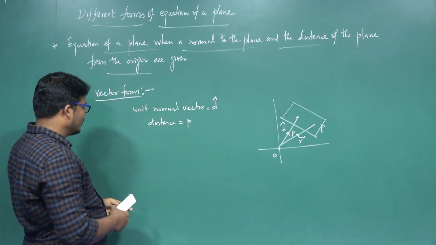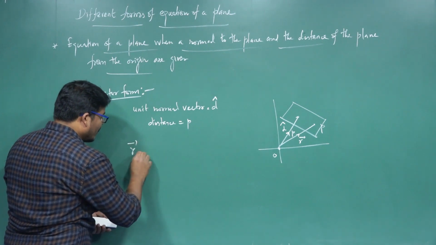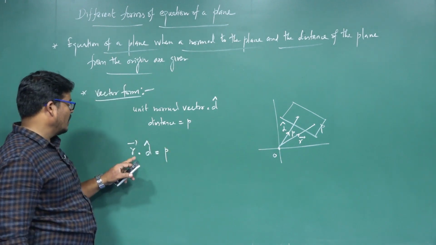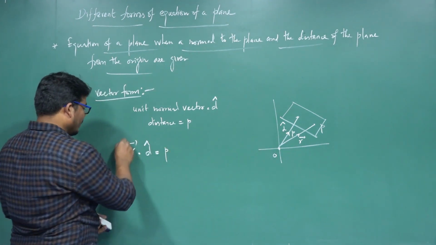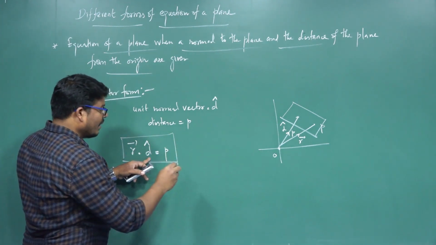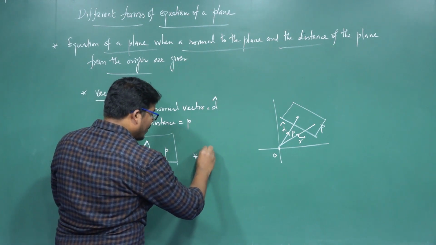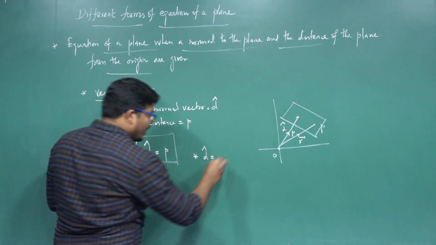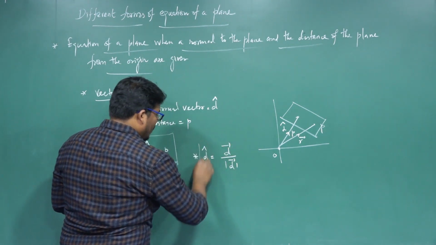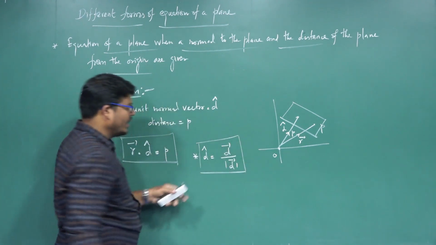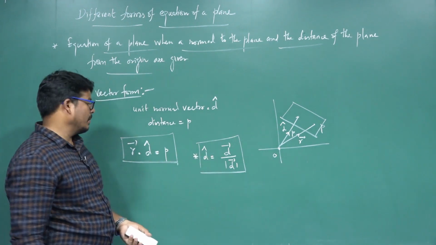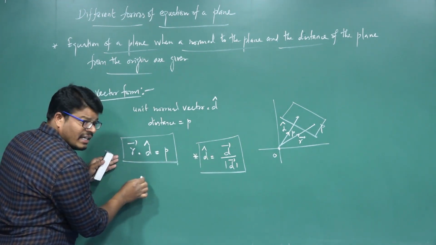Now the vector form is r vector dot d cap equal to P, where d cap is a unit normal vector. Now write d cap, the unit normal vector, as d vector by modulus of d vector. D cap equal to d vector by modulus of d vector. That is a unit normal vector. That is the vector form.